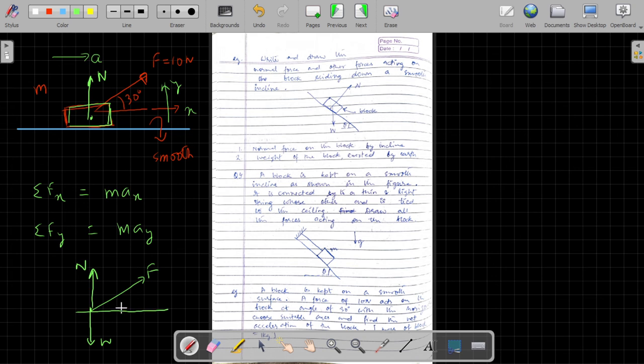So this angle, the angle at which the force is acting, is the angle 30°. So we'll be taking the component of this force along this angle. So this component is F cos 30°. As we know that the component of a vector along the side in which theta is there is F cos theta, and this component would be F sin 30°.